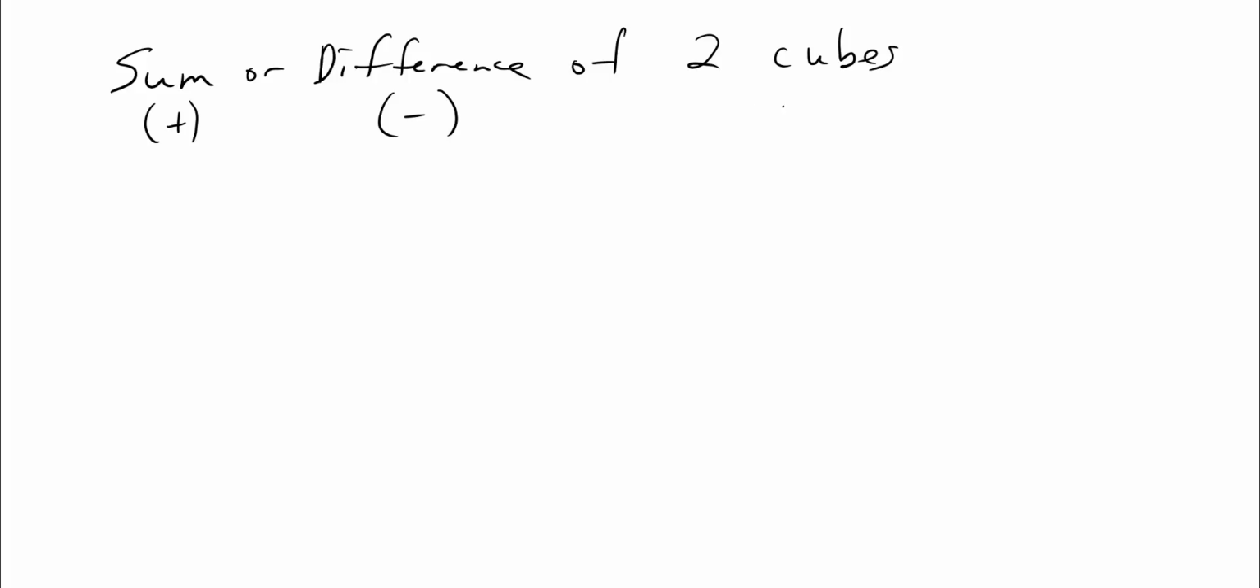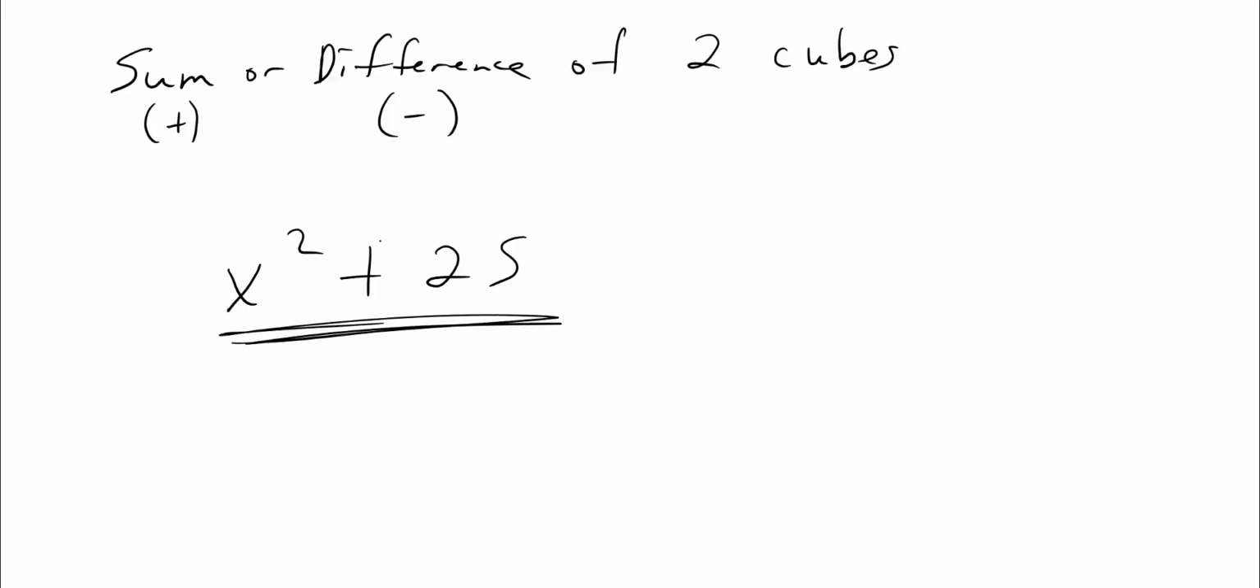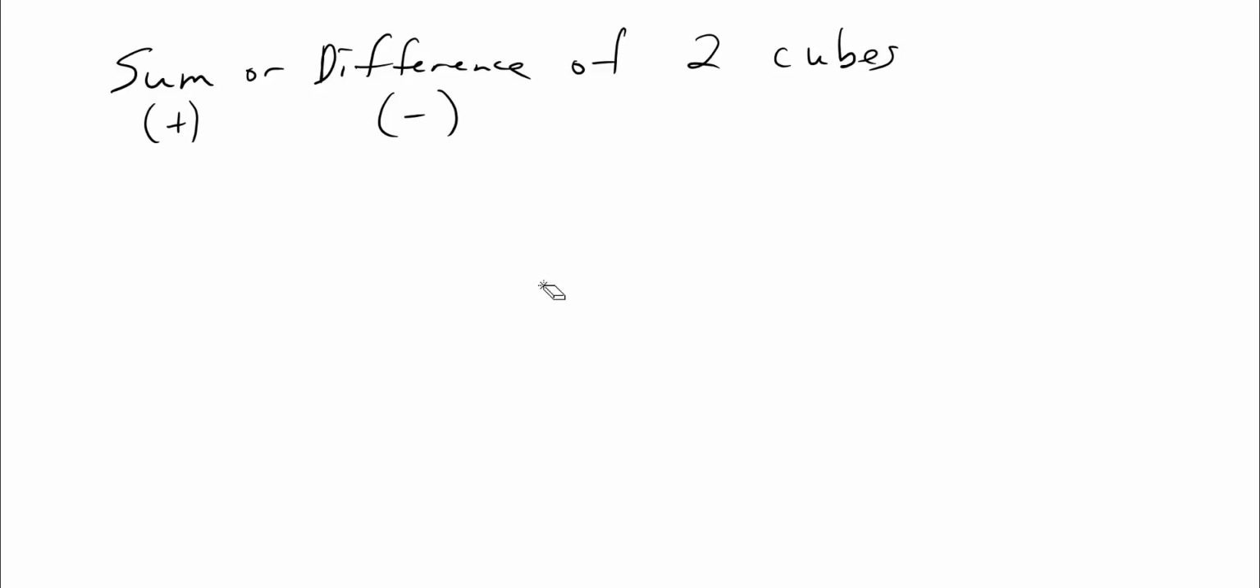What you need to first of all understand is that with difference of two squares, it had to be subtraction. In fact, if you did x squared plus 25, you couldn't factor this because there's a plus sign here. Now it doesn't matter. It can be sum or difference of two terms, but I'm going to focus on this now. It's got to be two cubes.